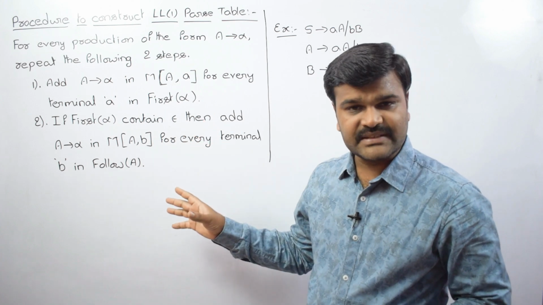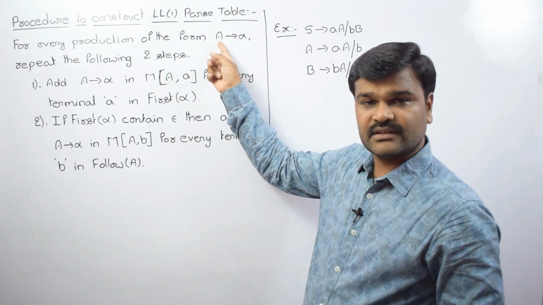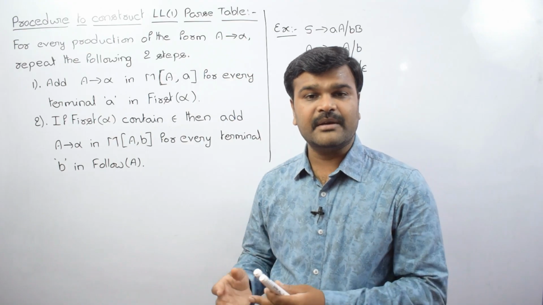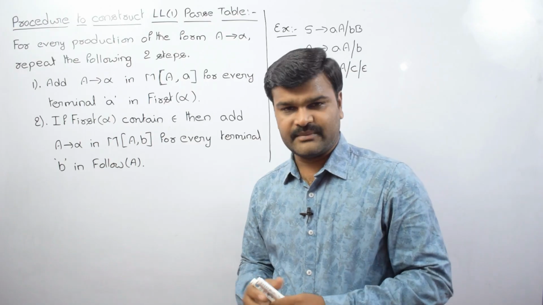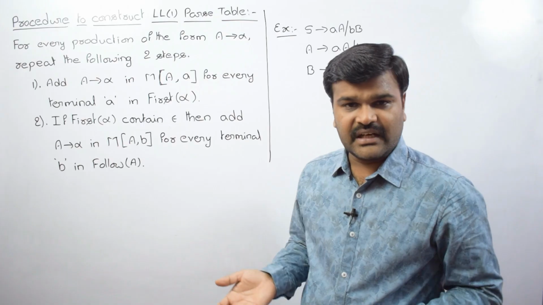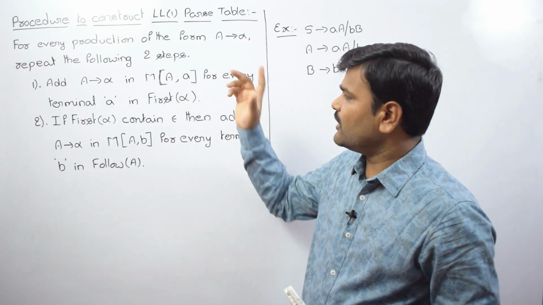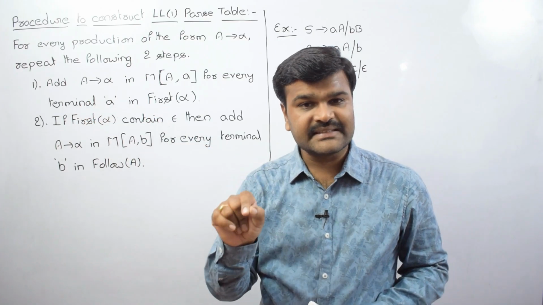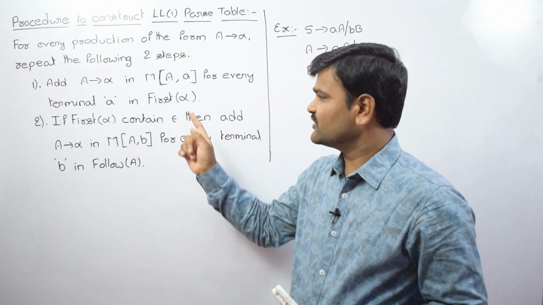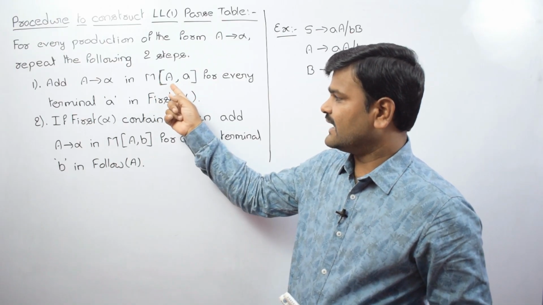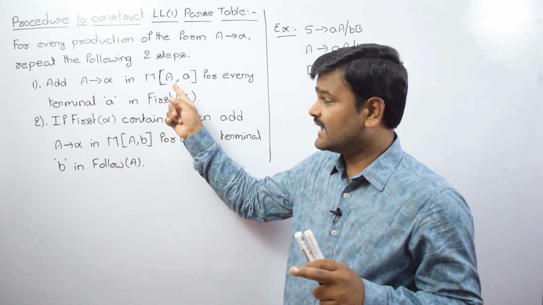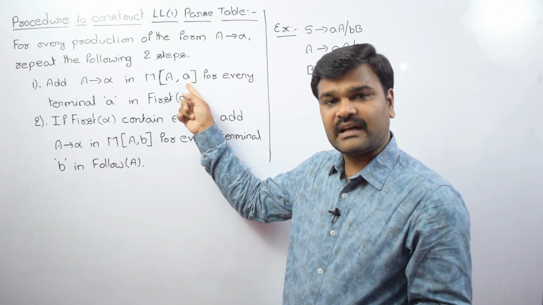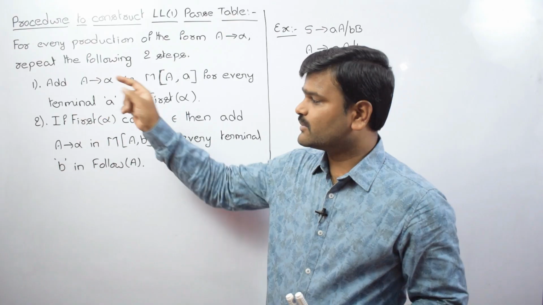So what are those two steps? Take one production: A is a non-terminal, that is a variable, and it derives alpha. Alpha may be a combination of terminals and non-terminals, or sometimes epsilon also. Now if you take one production, we add this production in the parse table. Where do we place it? M of A, a: under the A-th row, that is, the non-terminal row, and under the small a terminal column, you add this production.